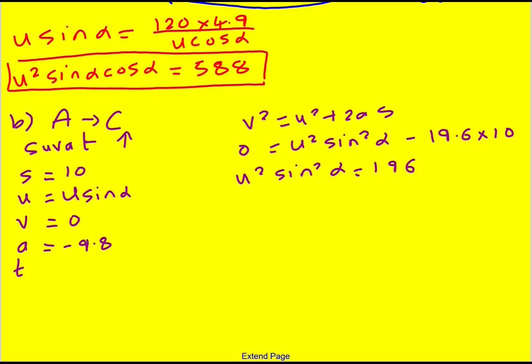Right, well, what we can do is take the u squared sine squared alpha equal to 196 and divide it by the equation above. Because I know we're trying to find u squared, but that will temporarily eliminate u squared.